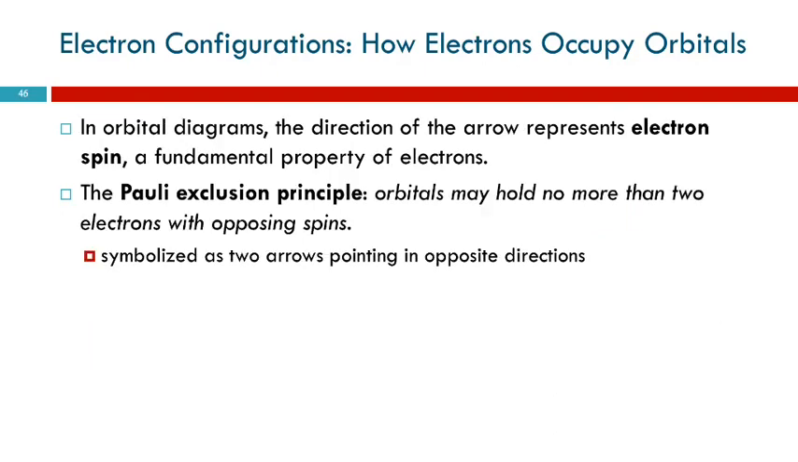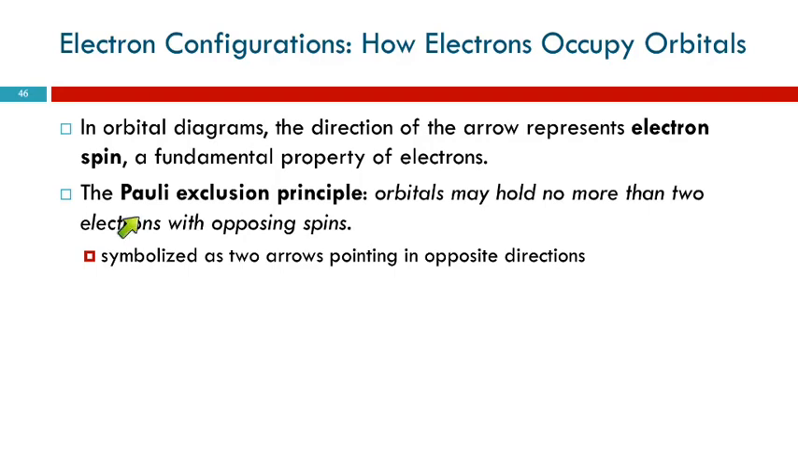The direction of the arrow represents electron spin. Electrons can have positive or negative spin. You could think of it a little bit like a Beyblade top. Some of them spin counterclockwise and some of them spin clockwise. Right? They both spin, but they spin in different directions.